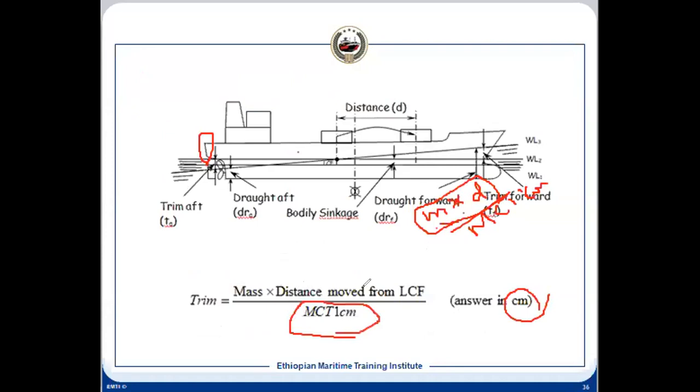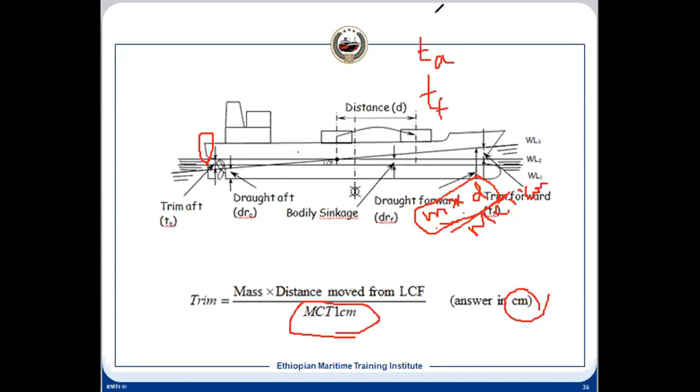So this distance is from the LCF, because we have put it on the LCF, and that distance will make the trim. It means it is put on the LCF to find out the bodily sinkage. After that, we shift it to the original, the correct position. So in that case, what have we got? We have got the trim, and from that we can get TA and TF. Both we can find out.